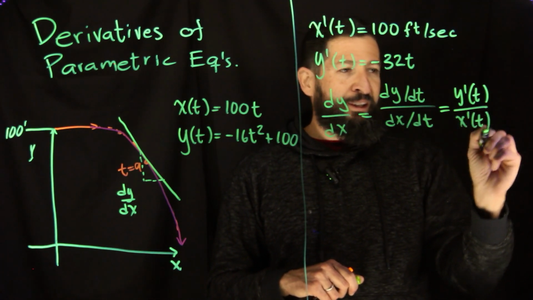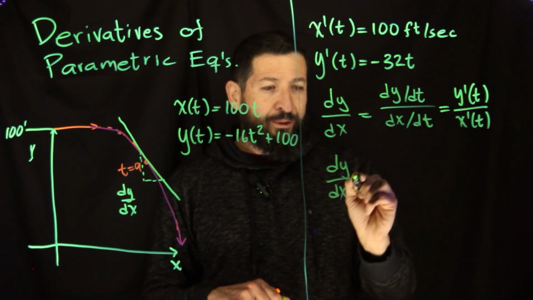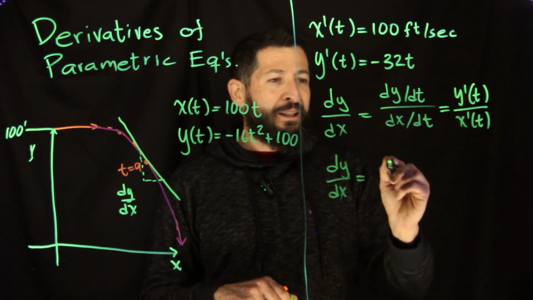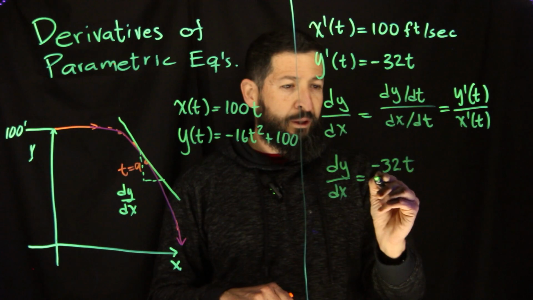So in our particular case, the derivative, we can actually compute it, and it's going to be negative 32t over 100.